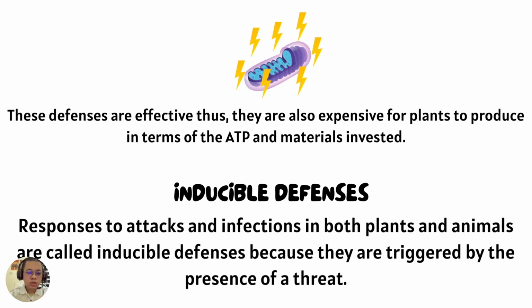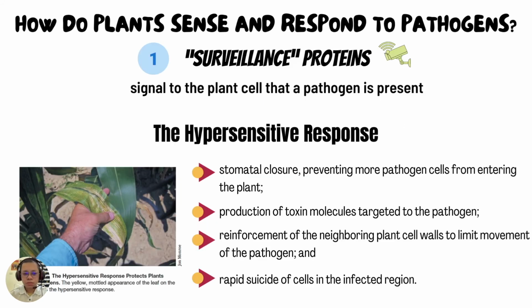So we have these inducible defenses. It is a response to attack and infections in both plants and animals because they are triggered by the presence of a threat. Now, how do plants sense and respond to pathogens? You have the surveillance proteins. They are the ones that will signal the plant cell that a pathogen is present.